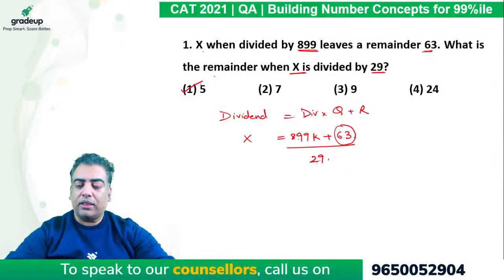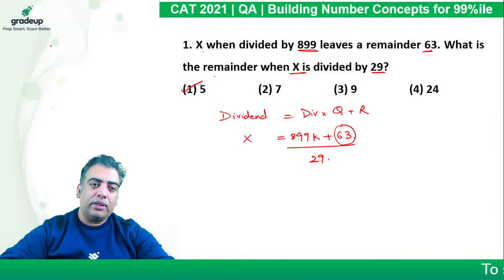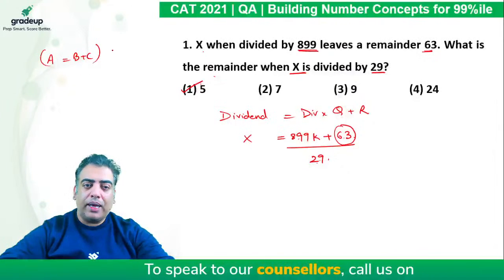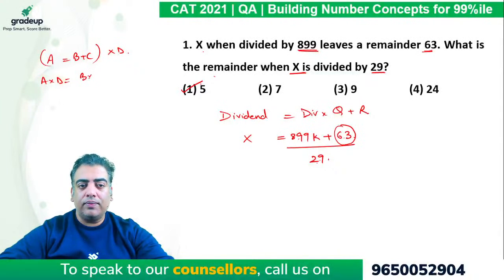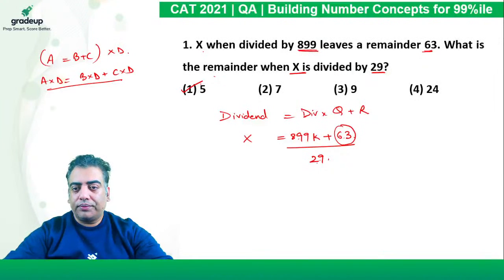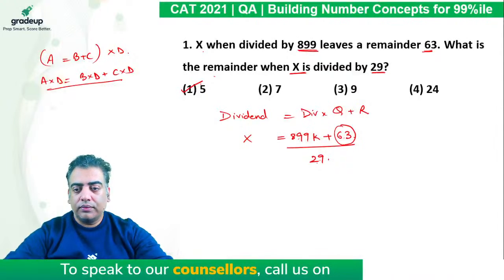Yes, Manjusha, each term is getting multiplied, right? So when you have A equal B plus C, and when you multiply both sides by D, you get A into D equal B into D plus C into D. Is it done, Manjusha? Aman, is it clear? RF, is it clear? Okay, so let's move on.